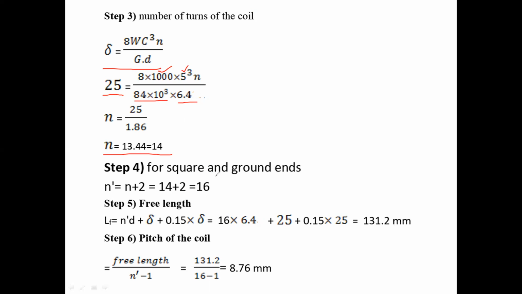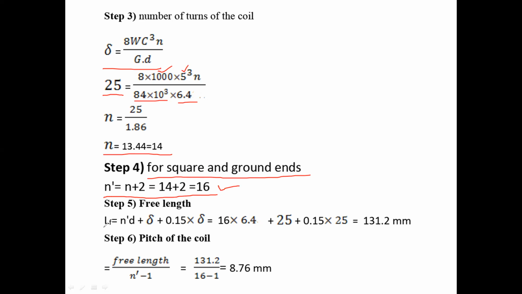N means active turns. But if I consider a square and ground end spring, if the spring has ground and square type of ends, then the ground and square ends will not take part directly. So the total number of turns is active turns plus 2, so it comes out to 16.